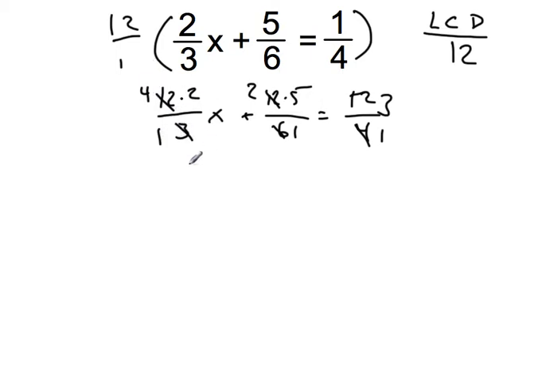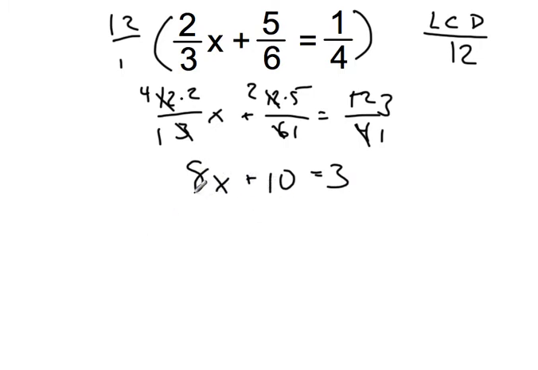We have 4 times 2, which is 8. We have 2 times 5, which is 10. And we have, what was this, 3? Just 3. And that was the equation that I gave you in the very beginning. So you reduce all of your fractions so that you end up getting something that has no fractions in it whatsoever.